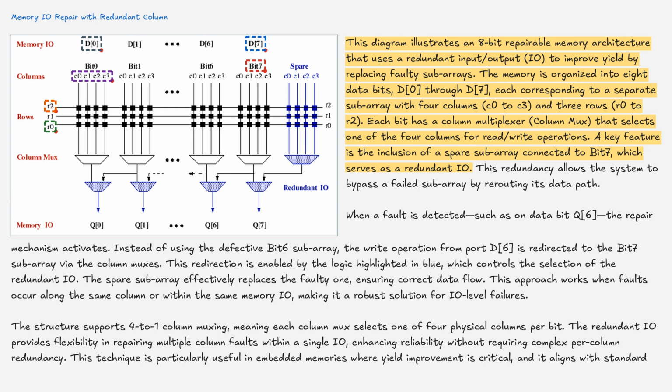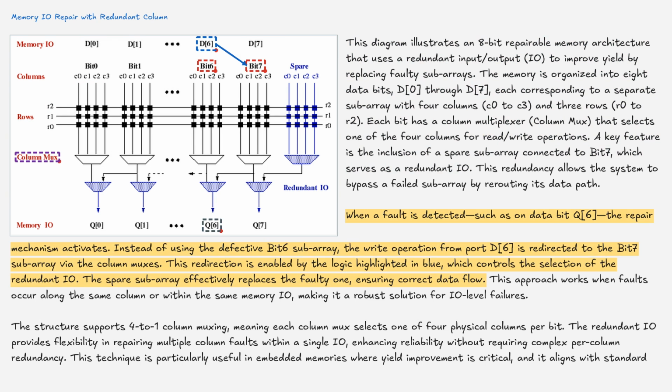Each bit has a column multiplexer, column mux, that selects one of the 4 columns for read-write operations. A key feature is the inclusion of a spare subarray connected to bit 7, which serves as a redundant I/O. This redundancy allows the system to bypass a failed subarray by rerouting its data path.